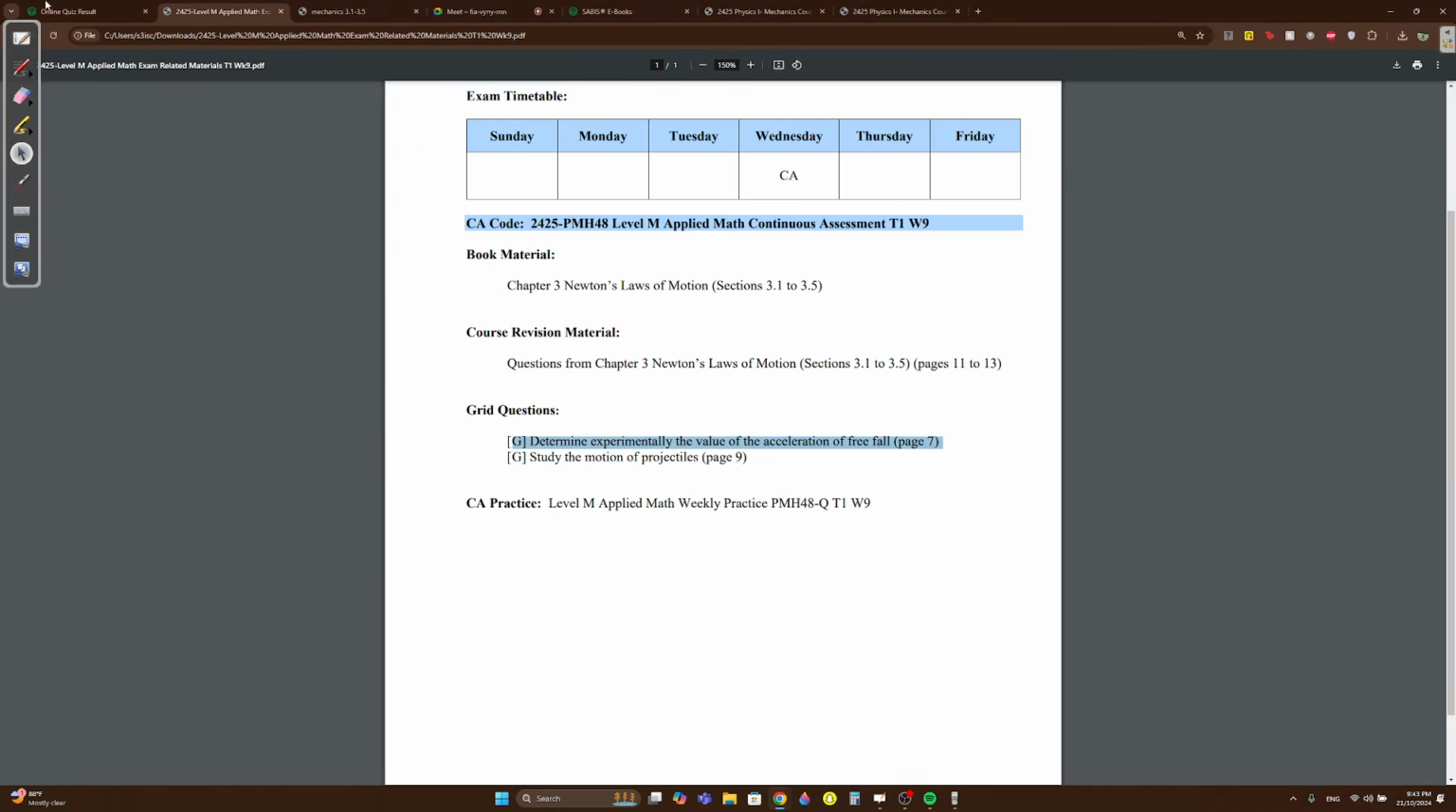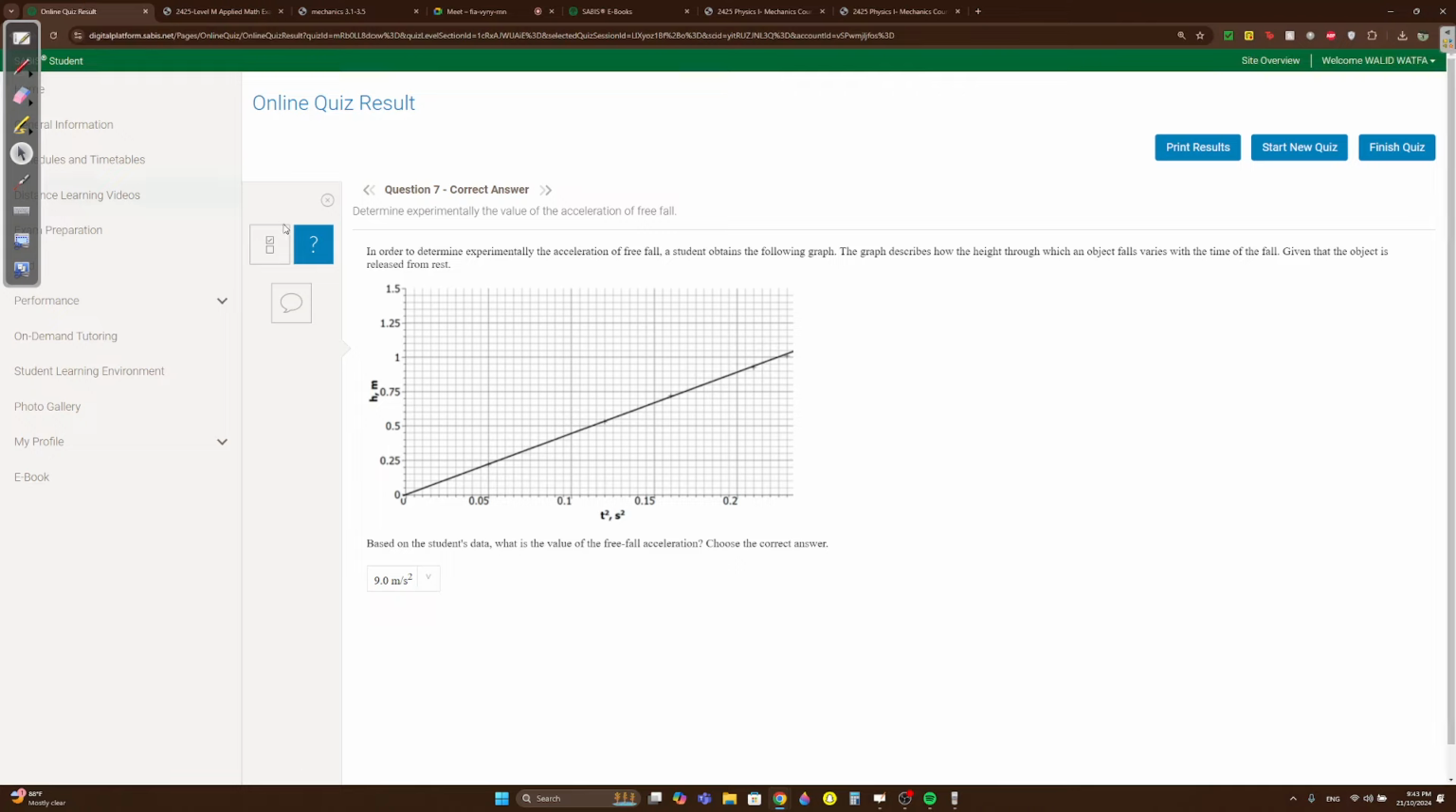This is actually the grid question that he put here. Determine experimentally the value of acceleration of free fall. I doubt it will come like this, but anyway, still know how to do it. In order to determine experimentally the acceleration of free fall, a student obtains the following graph. It basically shows the change in height over t squared. For this one, we're going to use the projectile motion formula: y is equal to minus half g t squared plus v naught sine theta t.